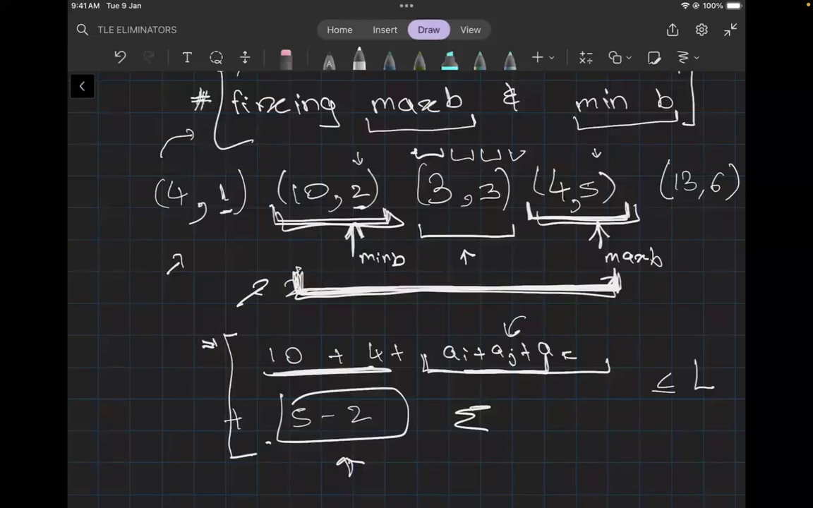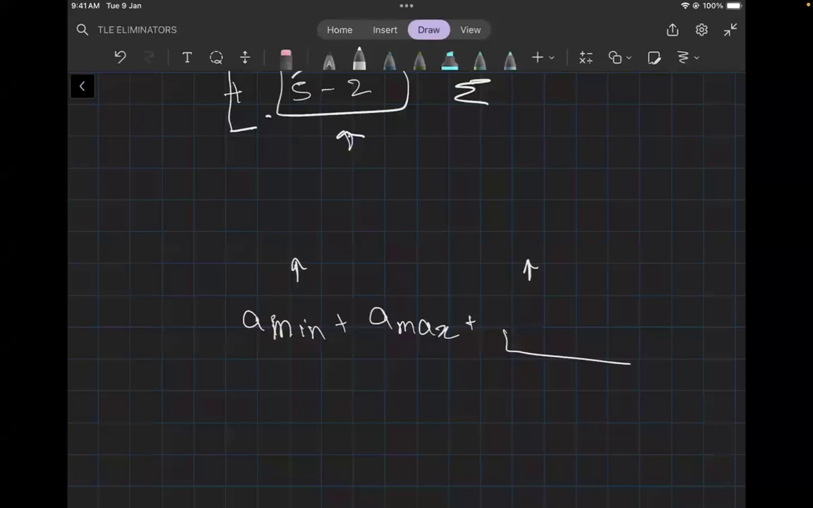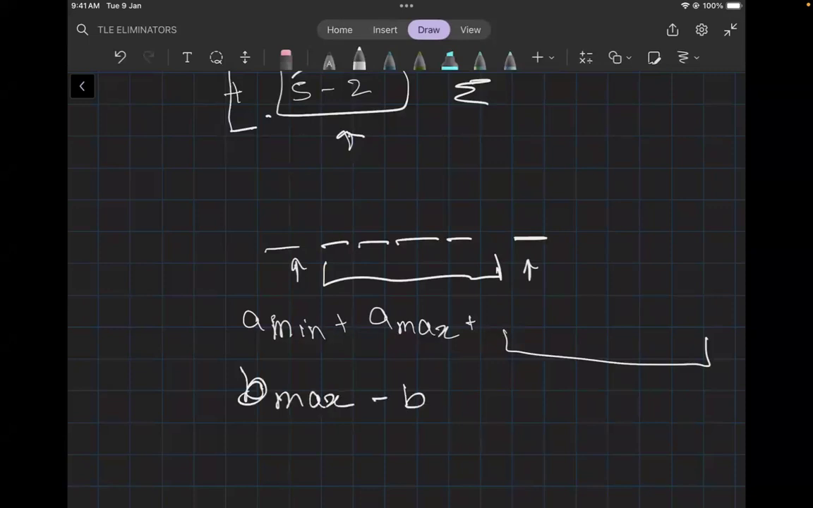Any idea? What did we do? We fixed a min B, we fixed a max B. Okay, I know what the values are. This is AI. Let's say this is A min B plus A max B. Then we are going to take some elements that are in the middle of these two elements. And after that, this is just B max minus B min. This is what the value is. Now in this, I want to add as many elements as possible such that this value is smaller than or equal to L.